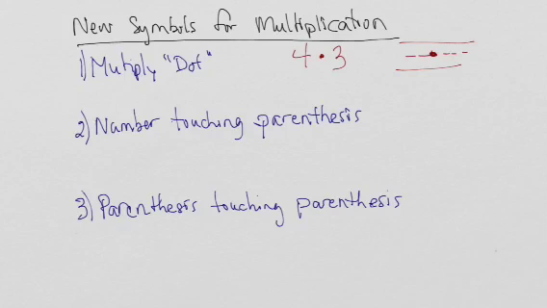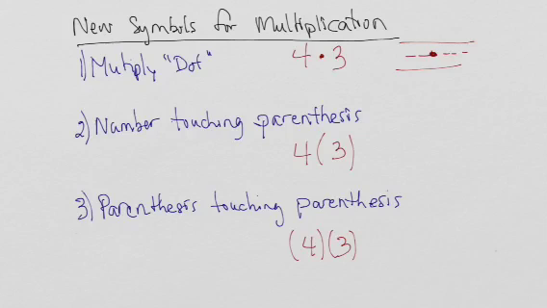All right. Next way you could do it is if you have a number that's touching parentheses. So if you have a number, and after that number is parentheses, that also means multiply. Or if you have a parenthesis that touches another parenthesis, that also means multiply. Essentially, if you're ever confused, it's multiply.